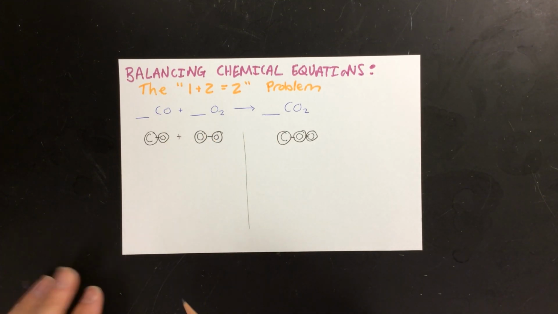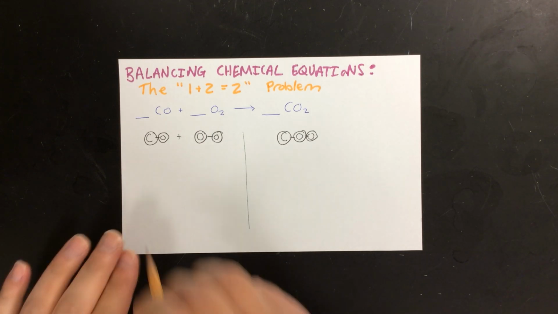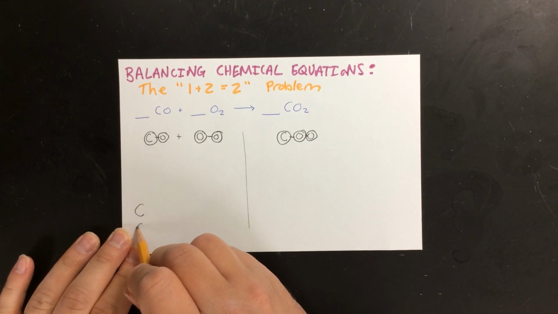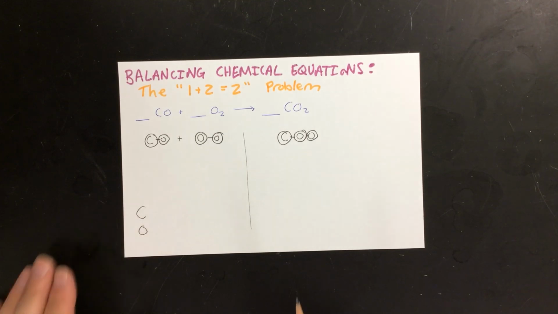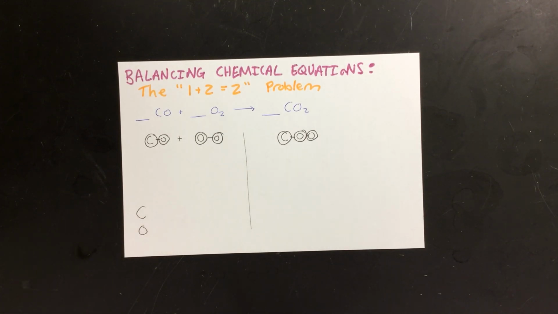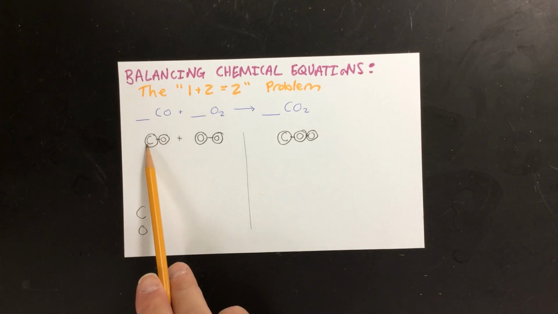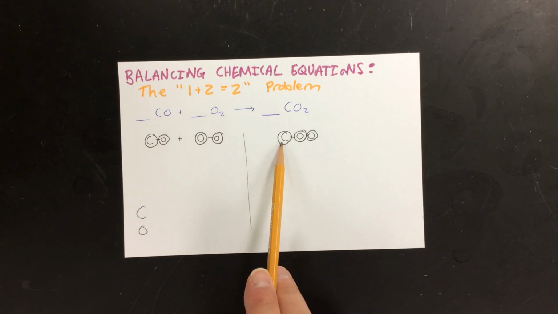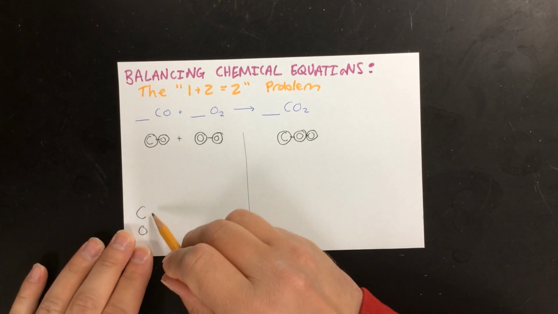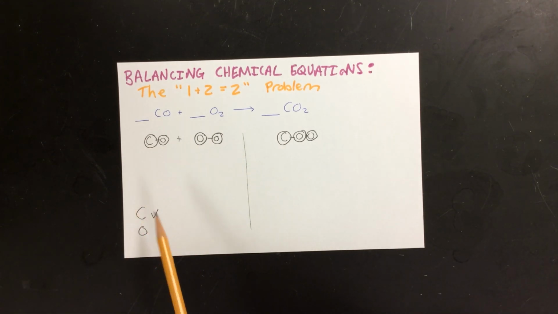Using what we learned in the previous video, we should try to balance the carbon first, and then balance the oxygen afterwards. But this one gets more tricky because the carbon is already balanced. We have one before the reaction and one afterwards. So the only way to solve this is to find a way to balance the oxygens.